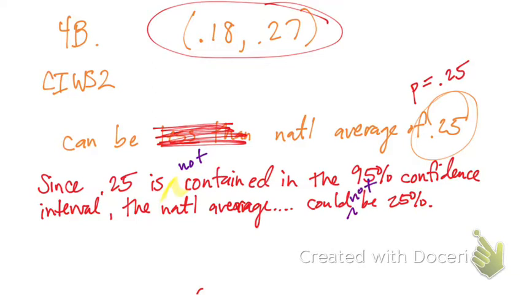So essentially all you're doing is looking at your interval. If the P is contained in the interval, then yes, it could be your national average, but if it's not, then it could not. So your population proportion will always be contained in your confidence interval if it asks you a follow-up question about that. So those are just some extra tidbits of things that they may ask you.